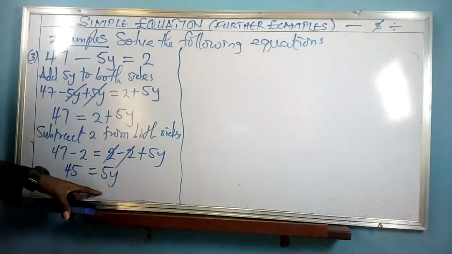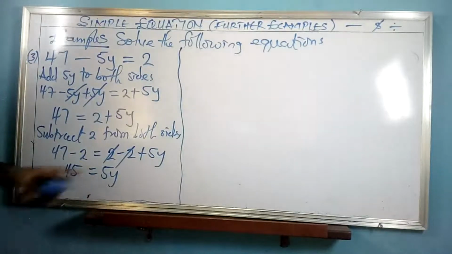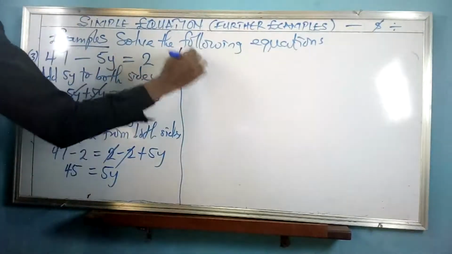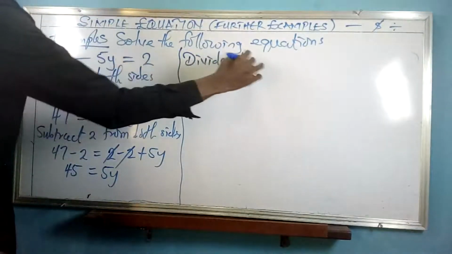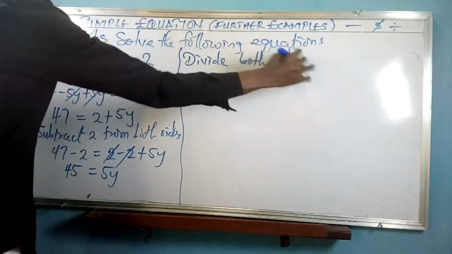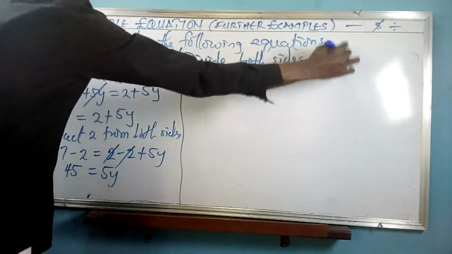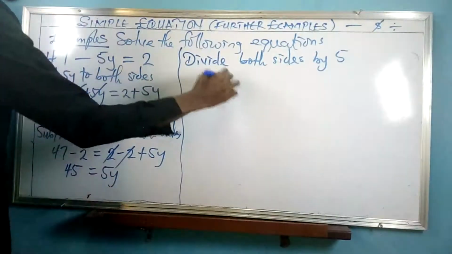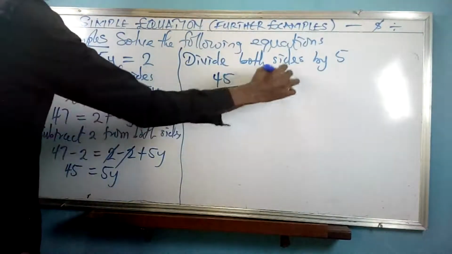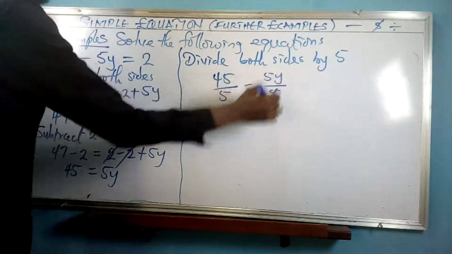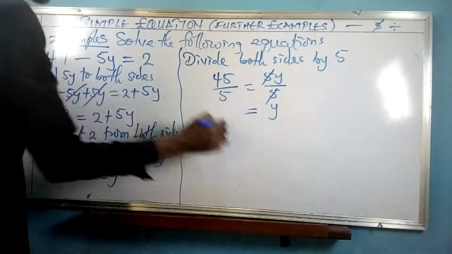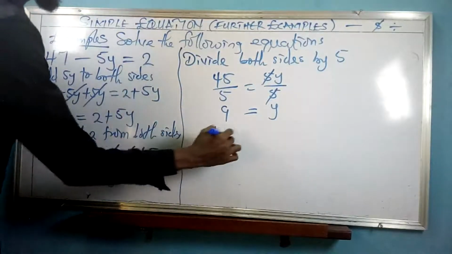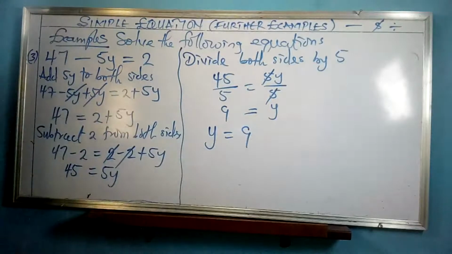We divide both sides by 5. That's because 5 is the coefficient of y. So divide both sides by 5. Do we get that? So we're going to have 45 over 5 equals 5y over 5. And the 5s cancel, so we have only y on that side. How many 5 go into 45? That is 9. So our y equals 9. Do we get that?